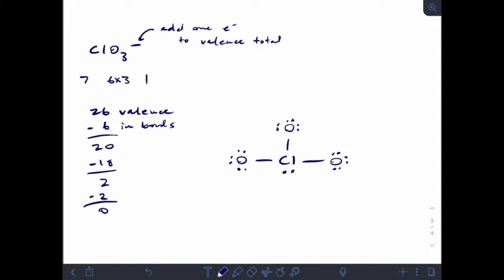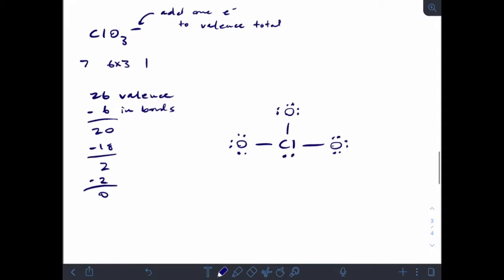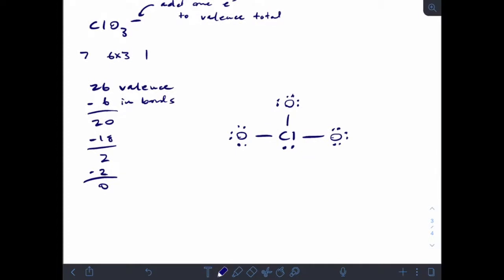All right, so let's take a look at formal charges. Well, first we're going to check octets and make sure that everyone has at least an octet. My oxygens, each of them has access to all these electrons, so 8. My chlorine also has access to 8, so everyone has at least an octet.